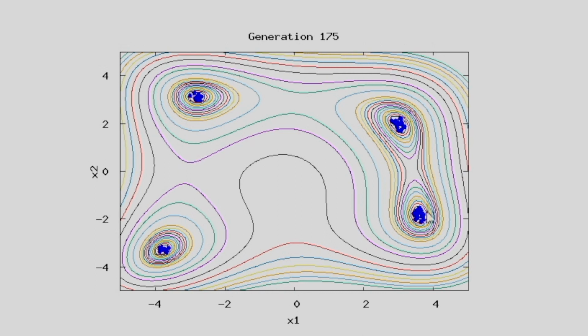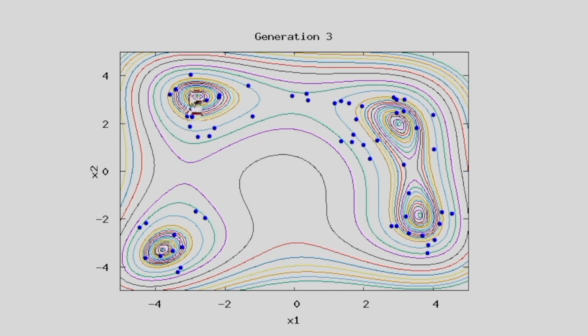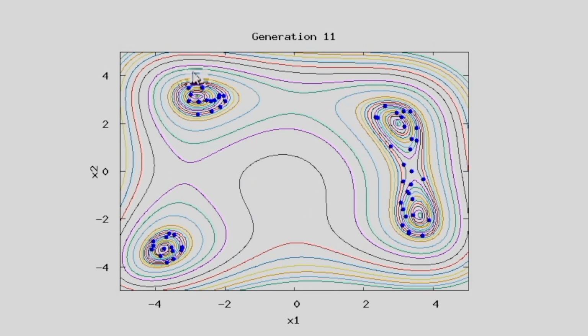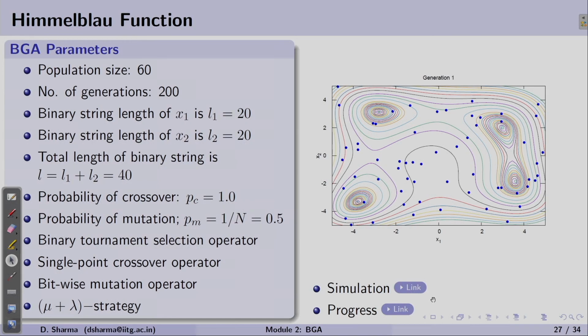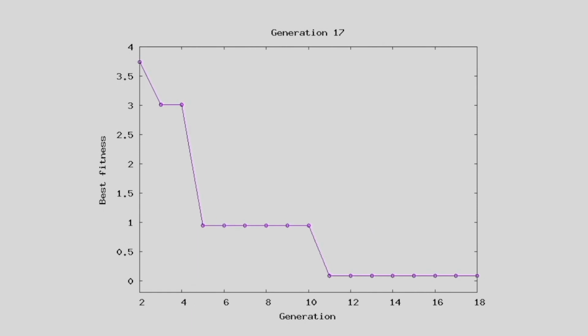During the iterations, the solutions are distributed in such a way that they got all 4 optimum solutions in case of binary coded GA. Please note that in this case we got the 4 optimum solutions with this simulation, but it is not necessary, because to have the solutions distributed among the peaks, we should use some methods called fitness sharing. Let us see the progress of the simulation on Himmelblau function.